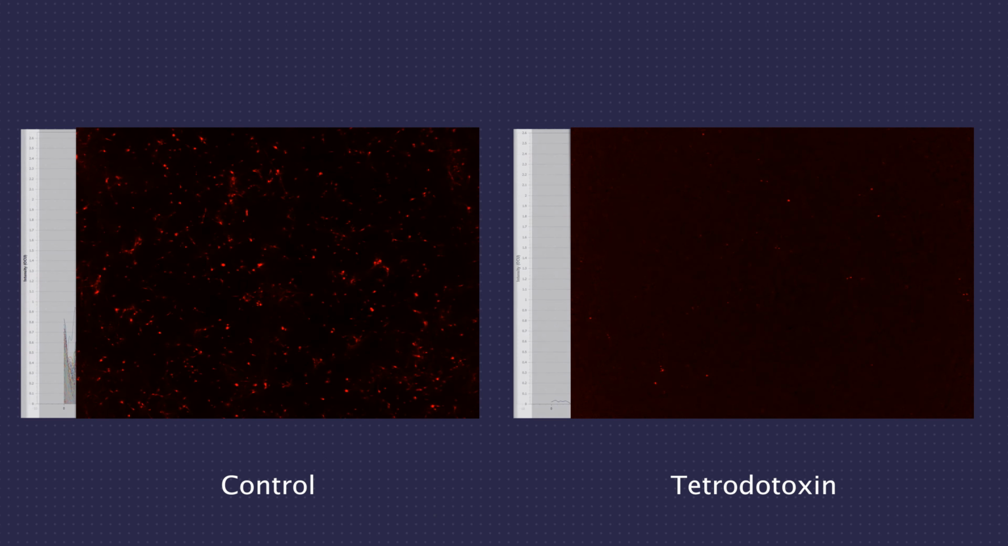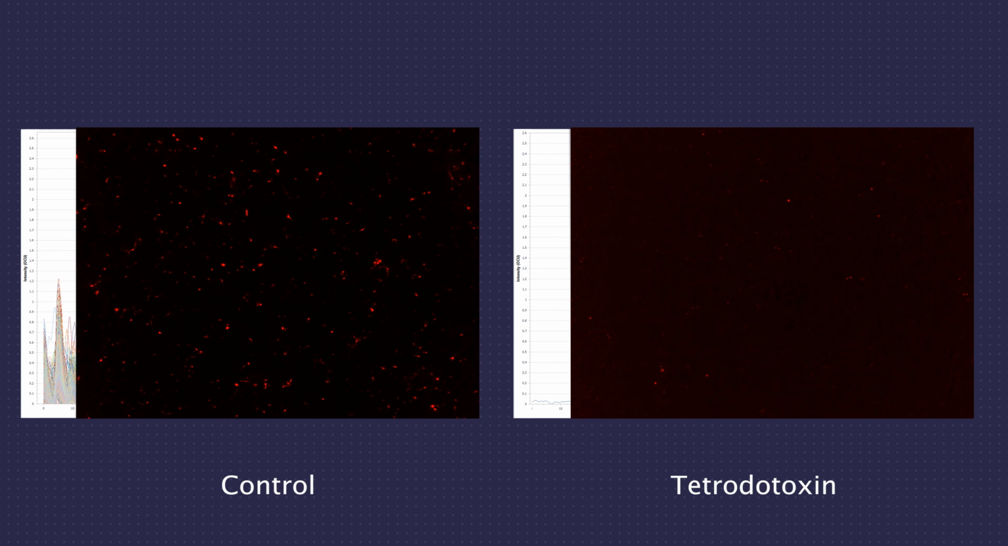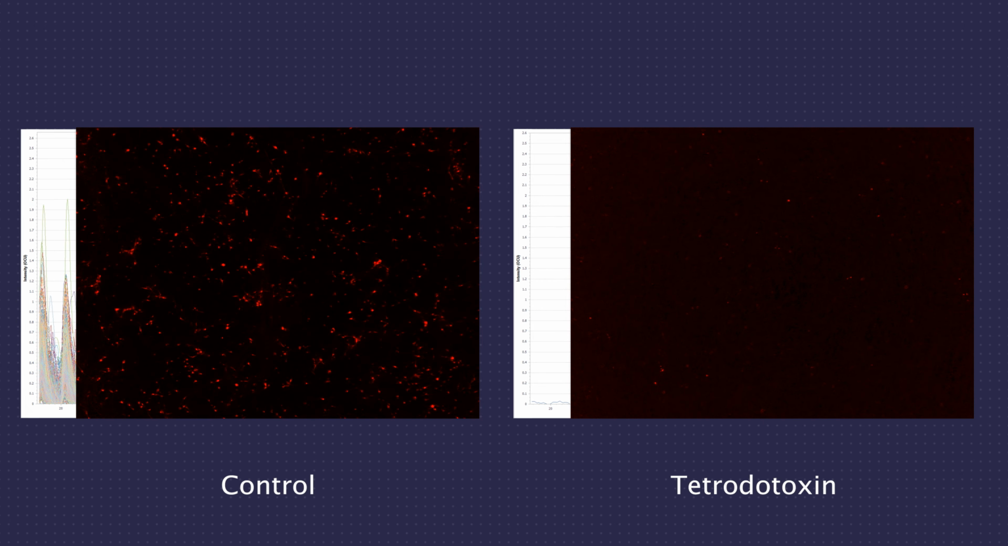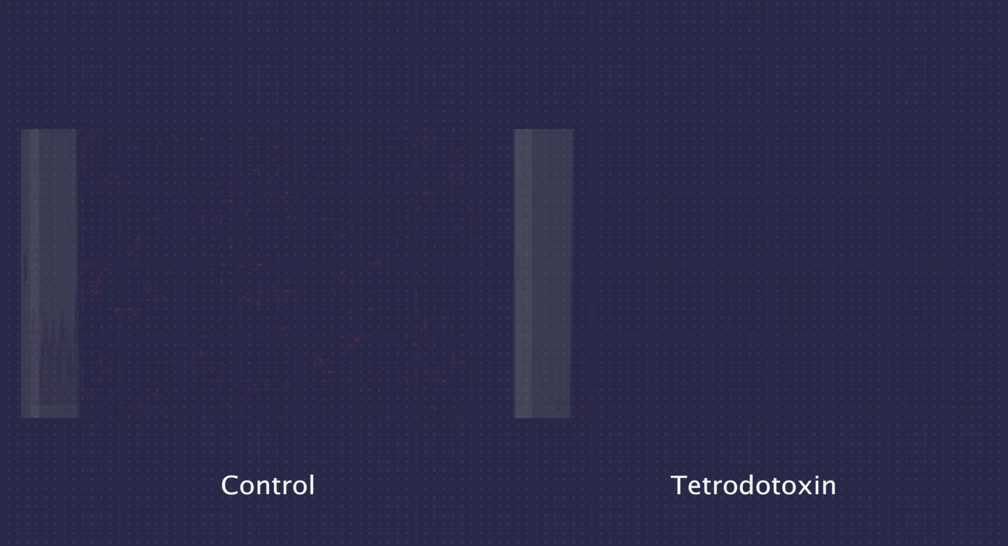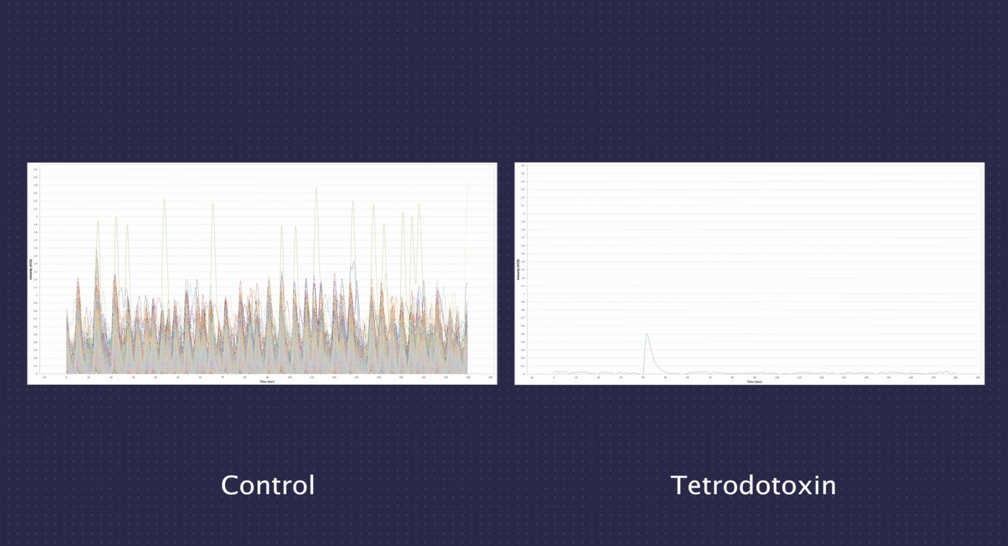For example, here we can see the voltage-gated sodium channel blocker tetrodotoxin potently blocking activity in these cultures. Each of these coloured lines is a trace of calcium concentration in one neuron in an image. And you can see that when tetrodotoxin is added, it potently blocks practically every action potential in the dish.